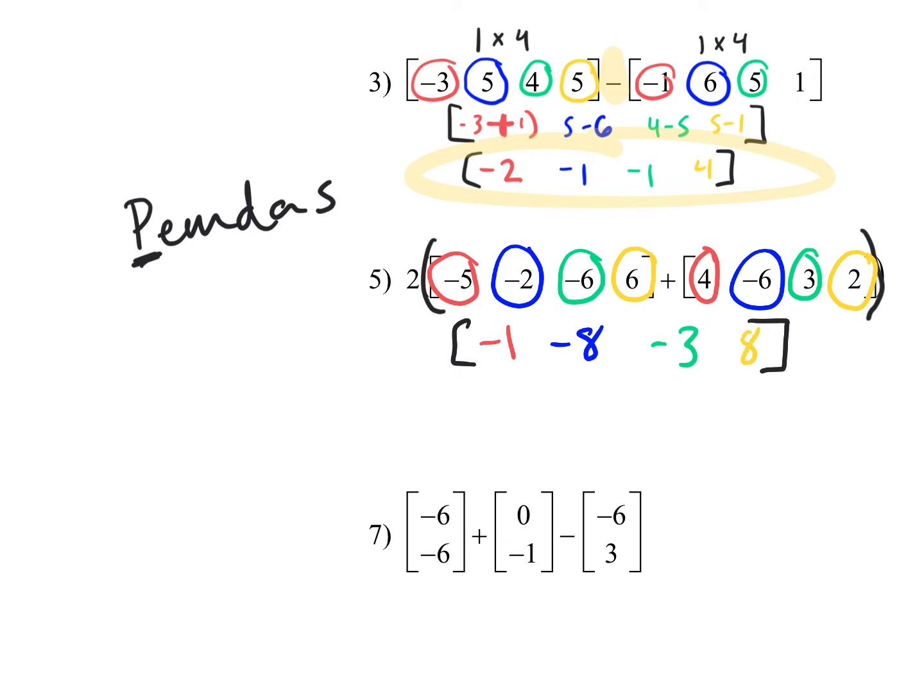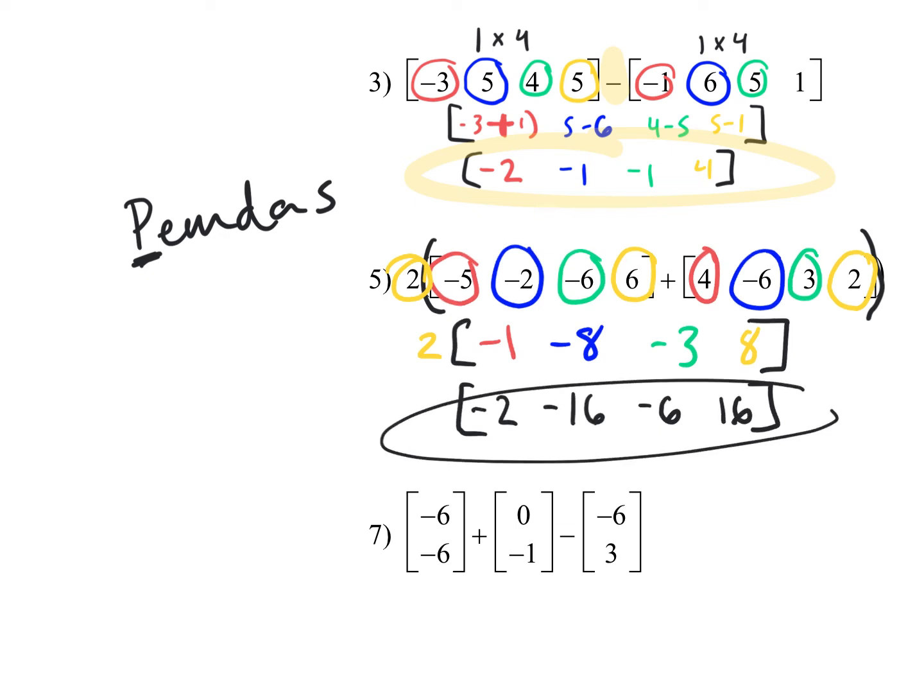All right, I still have to multiply that 2 from the outside. So then we just make sure we distribute that to everything on the inside. So it's 2 times negative 1, negative 2. 2 times negative 8, negative 16. 2 times negative 3, negative 6. And 2 times 8, 16. So that's my answer. Any questions here?